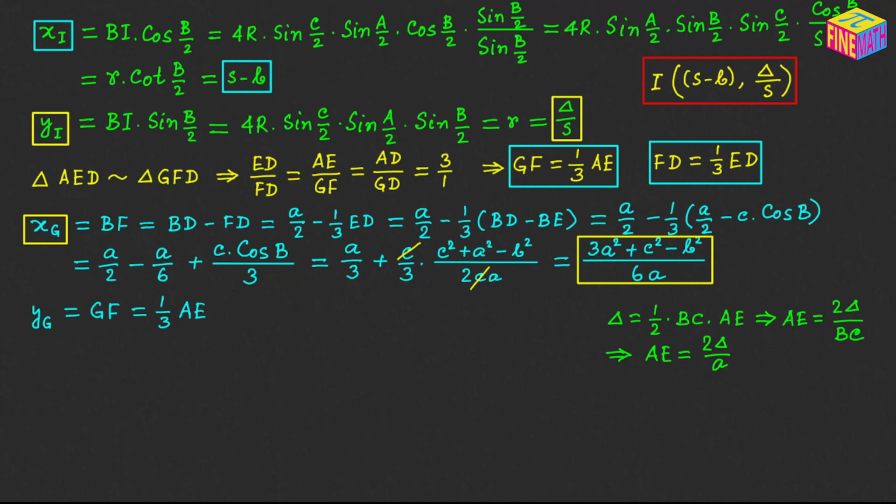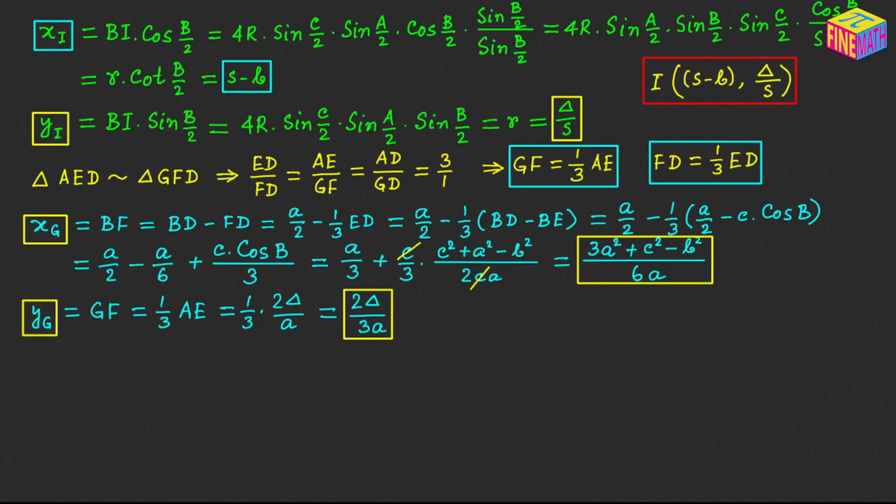And from there we can say then AE can be written as 2 times delta over BC. And what is BC? Well, BC is actually equal to the side length a. So we can write AE as 2 times delta over a. And that's exactly what I'm going to note here on the left hand side. So in place of AE, I have used 2 times delta over a. And if we simplify this, the y coordinate will look like this. So we have found the y coordinate of the centroid in terms of the side lengths.